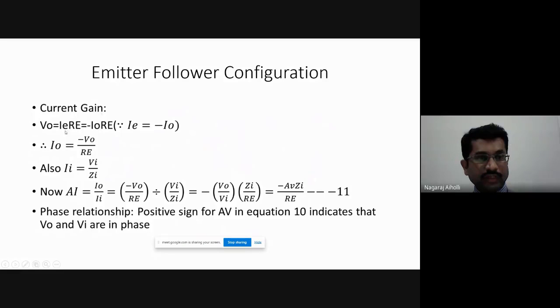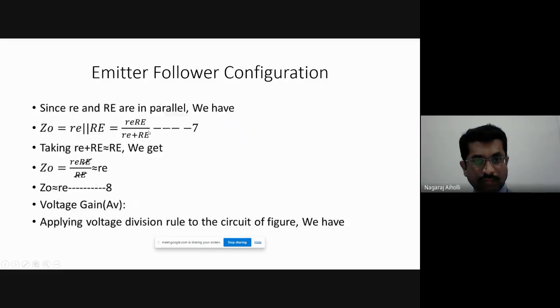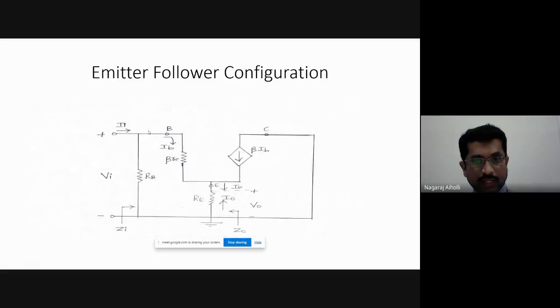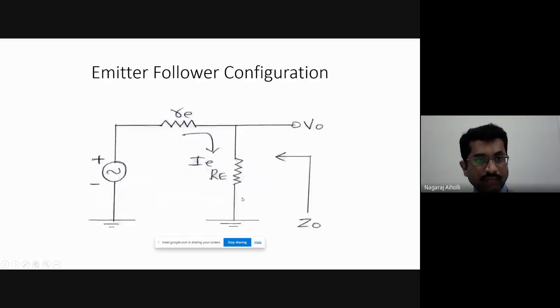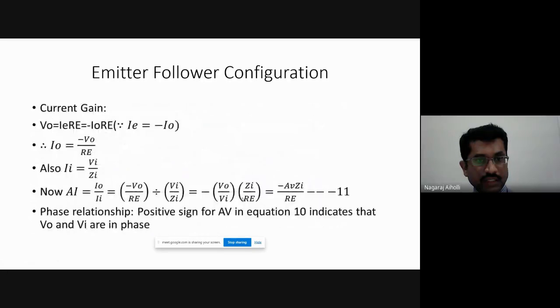Next is the current gain equation. V0 is IE into capital RE. We know that output voltage is emitter current into emitter resistance. We know that IE is minus I0 because both are opposite in direction. We see the figure here. IE and I0 are opposite in direction. So therefore IE is equal to minus I0. Substitute that. Therefore I0 will be minus V0 by RE.